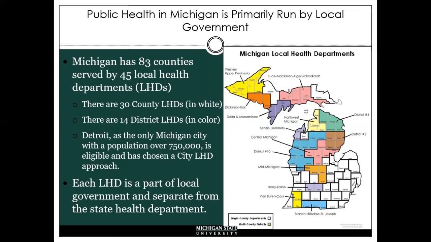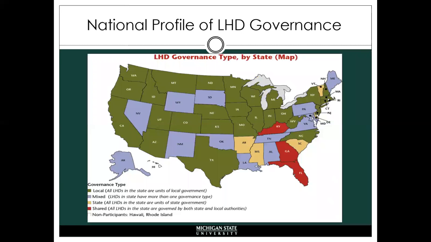And a district health department is where several counties form into one larger health department, usually because they have a lower population. Detroit is a large enough city where they have their own health department, and then Wayne County also has a health department. Each health department is part of the local county government, and it's separate from the state government.